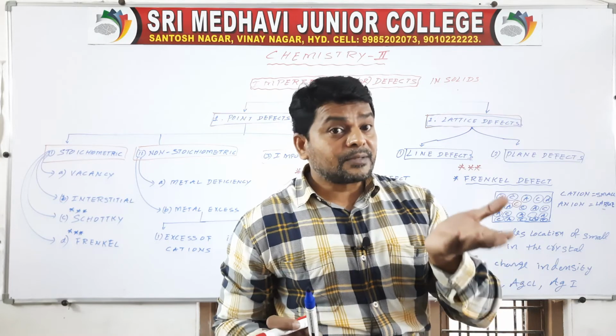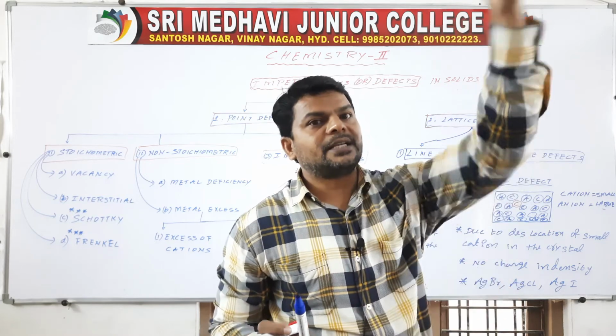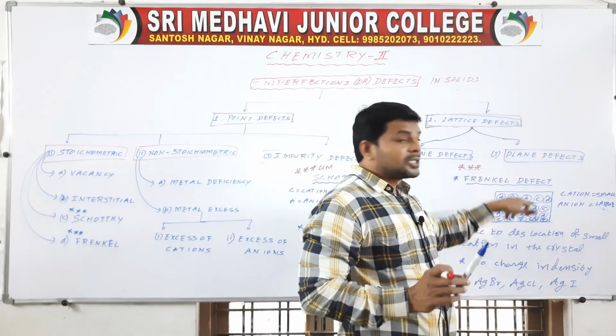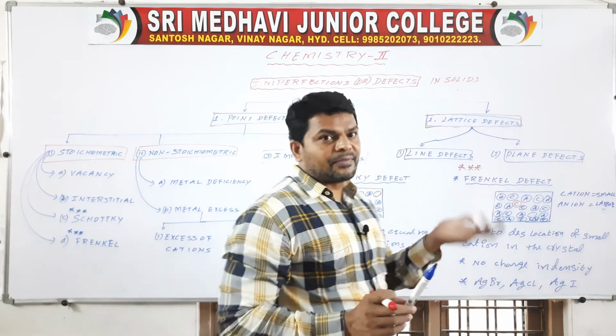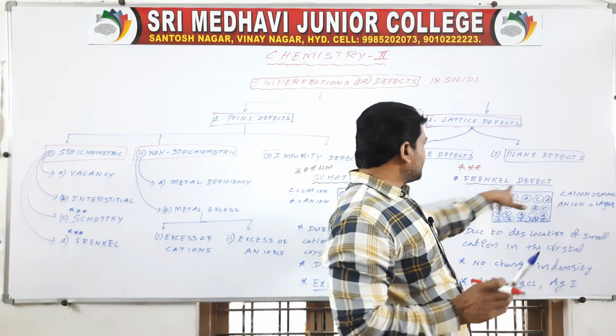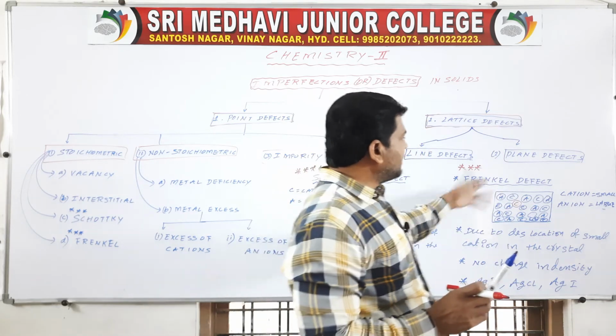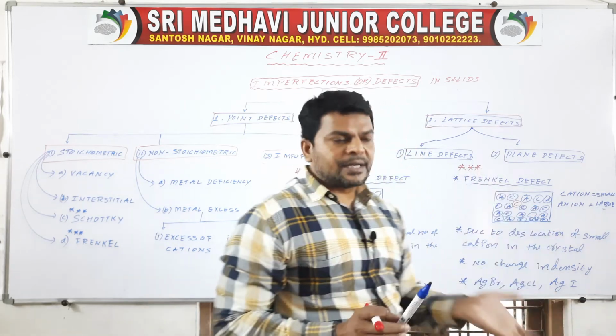Here, a Frenkel defect is formed when small cations change their position from the normal site to an interstitial site, which is a special site. Due to this dislocation of cations in the crystal, a Frenkel defect is formed. The Frenkel defect is also called a dislocation defect.